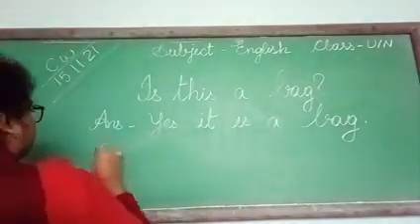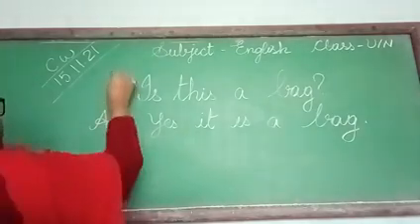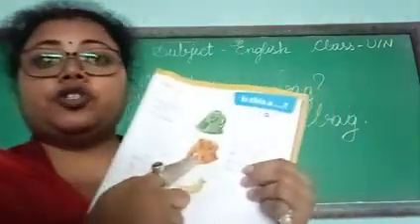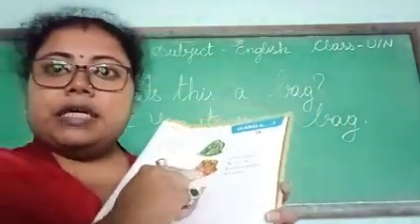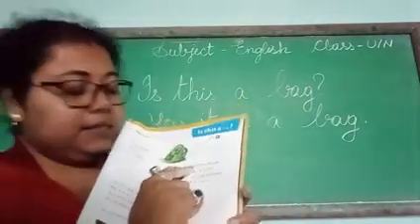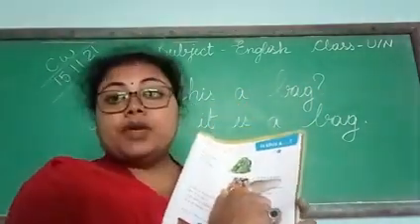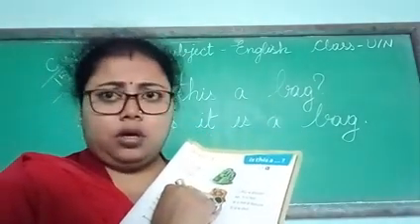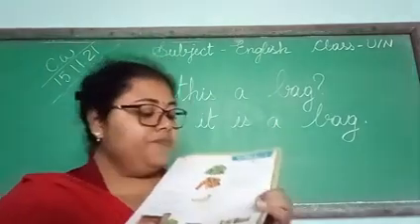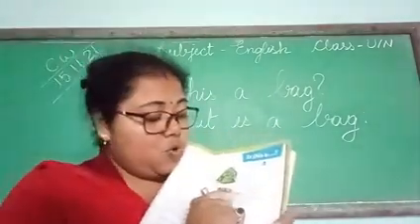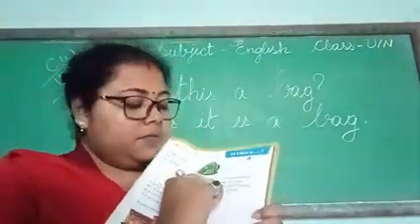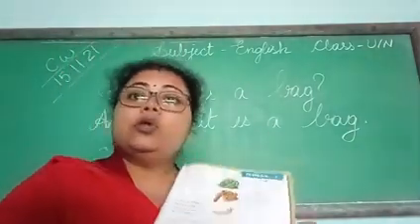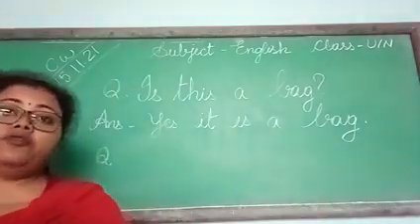Next question. See here. See the picture in your book. You know this is a picture of a shirt. But now read the question. Is this a B-L-O-U-S-E, blouse? Is this a blouse? No. Then what will you answer? See what is written in the book. No, it is not. It is not a blouse. It is a shirt. Okay?